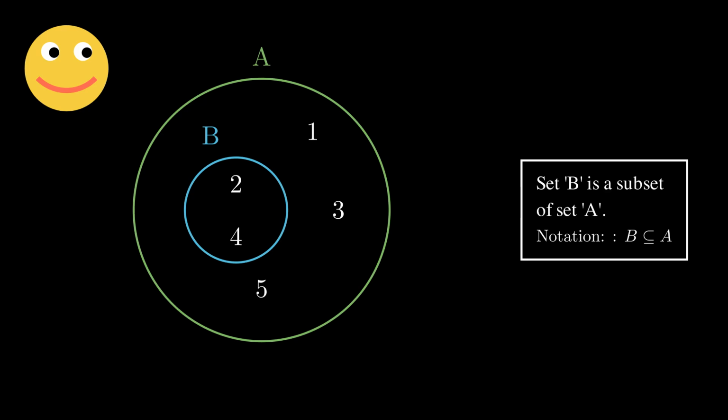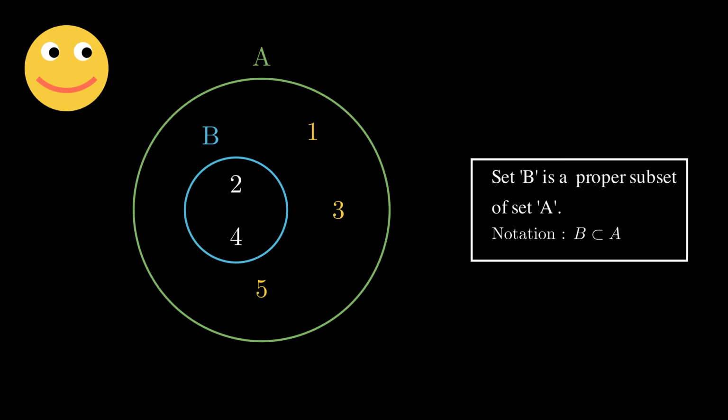However, set B is also called a proper subset because set A has elements that are not in set B. These elements are 1, 3, and 5. So a proper subset can never be exactly the same as the original set. The symbol for a proper subset is a rotated U without the equal sign. And with that, we have familiarized ourselves with the concept of subsets. Let's move on to set operations.